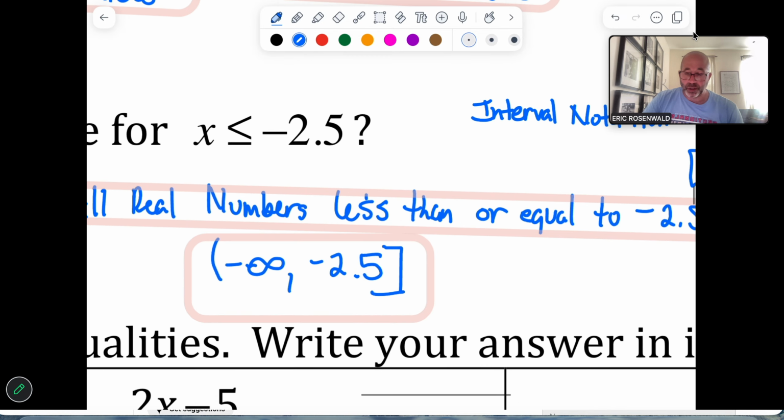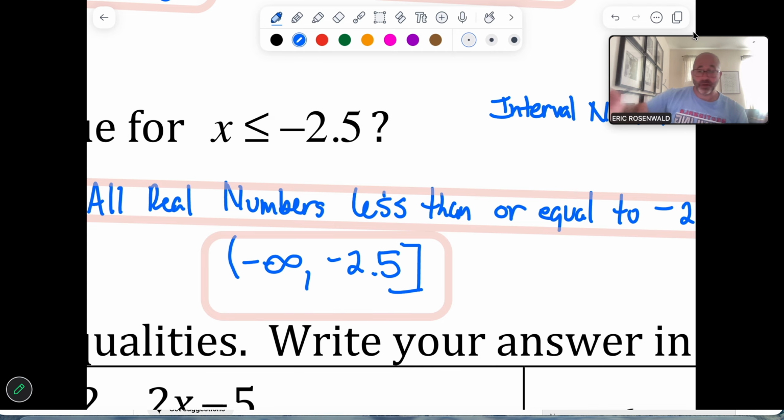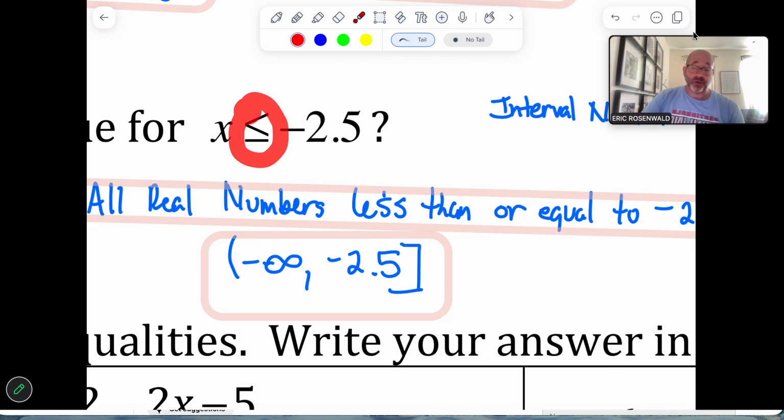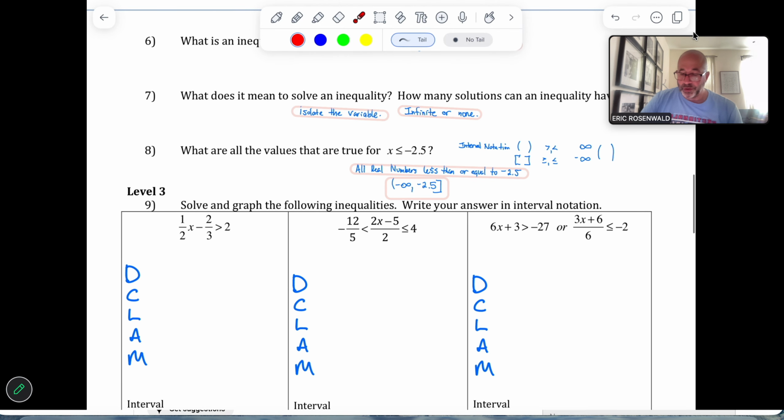So when we look at this one, it goes negative forever. We use a parenthesis right here because I can't equal infinity, right? And right here it says less than or equal to. Because it's going to equal it, we go ahead and use the bracket that's right here. Okay? All right, so let's go through and try to solve some of these.